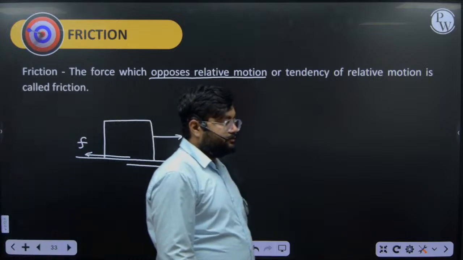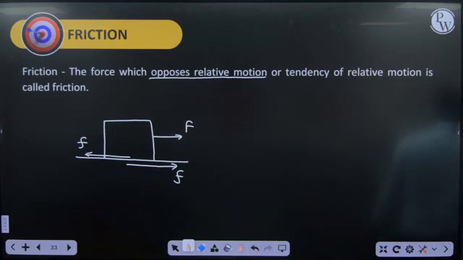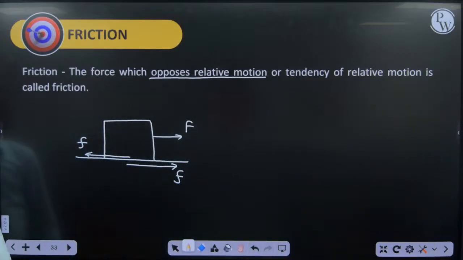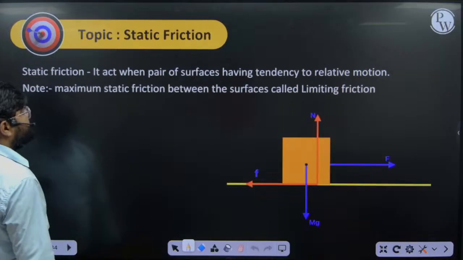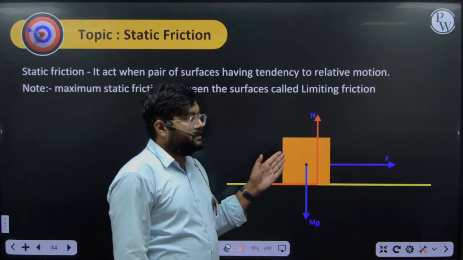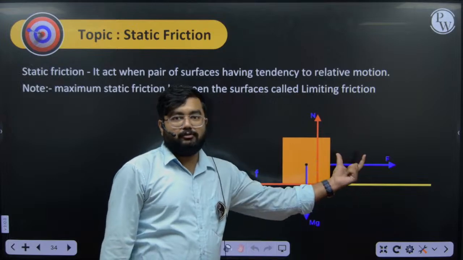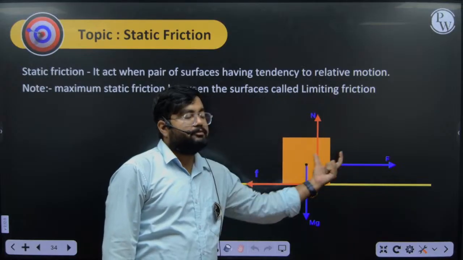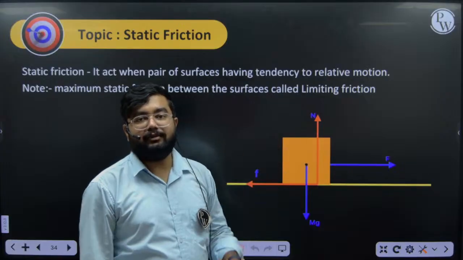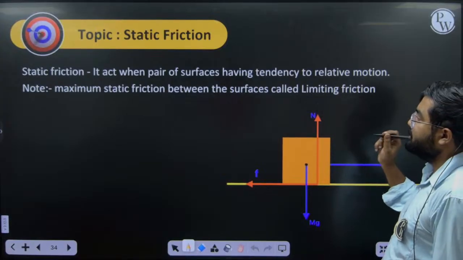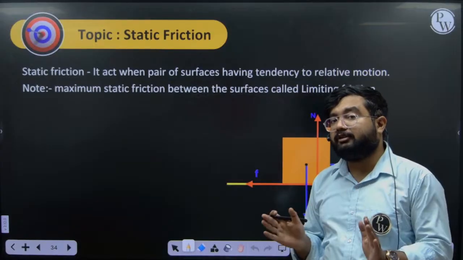All right. So this is friction in a nutshell. Now we will see what is static friction, what is kinetic friction, all those things as well. What is static friction? Friction is acting and it is trying to stop this block from moving. If friction is successful, if friction has stopped this from doing relative motion, then that friction will be called static friction. So it acts when a pair of surfaces have a tendency to relative motion. They want to do it, but they are not able to do the relative motion.